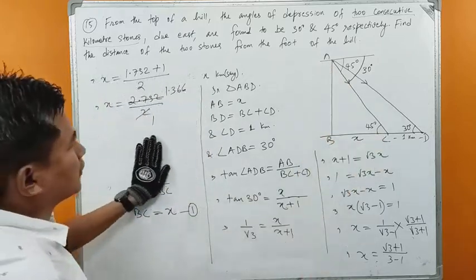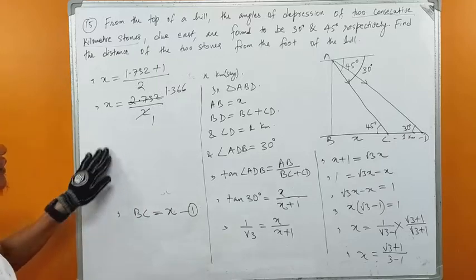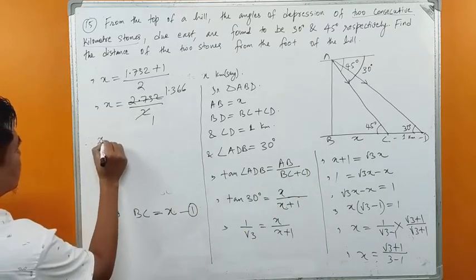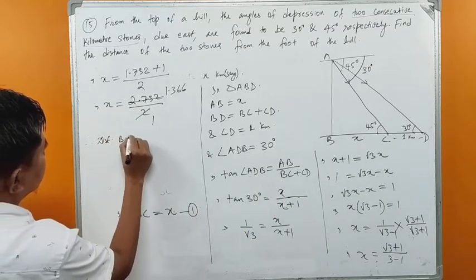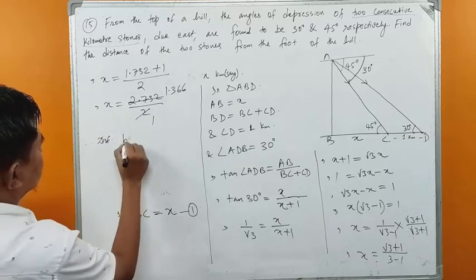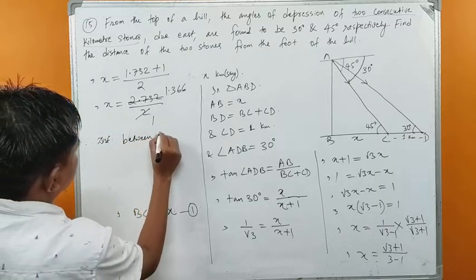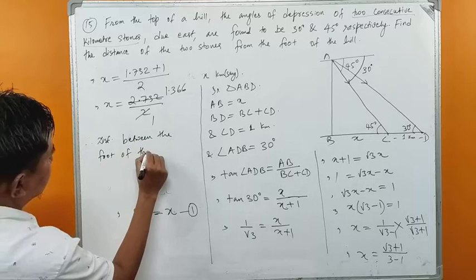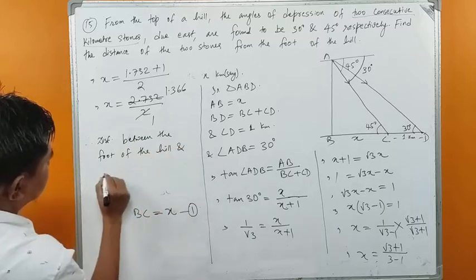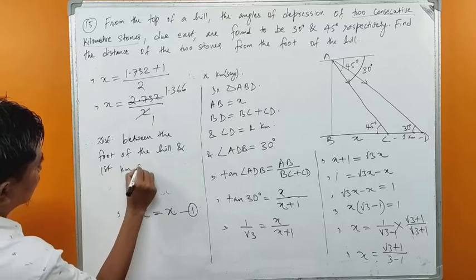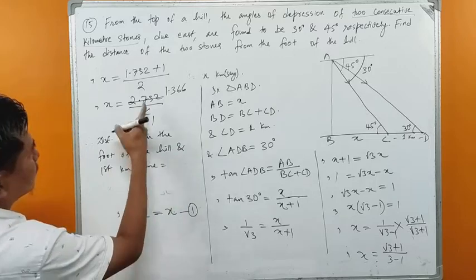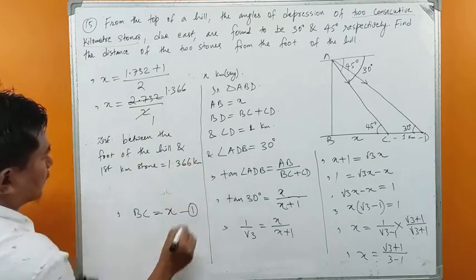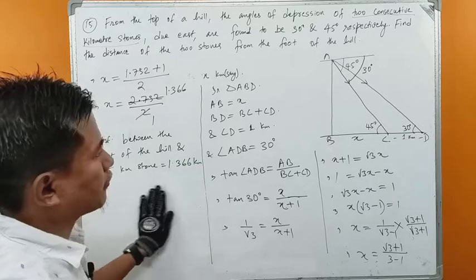So we found the distance between the foot of the hill and the first kilometer stone. Therefore, the distance between the foot of the hill and the first kilometer stone equals 1.366 kilometers. Now we will find BD.